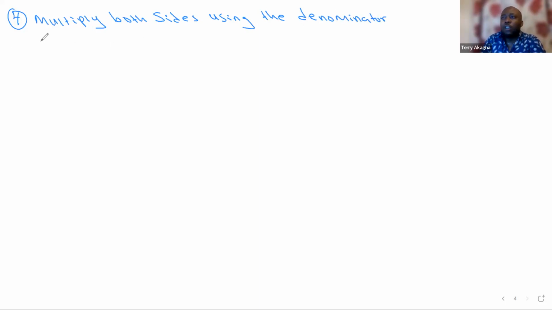So number 4 is to multiply both sides using the denominator of the initial fraction from step 2, and you then simplify.